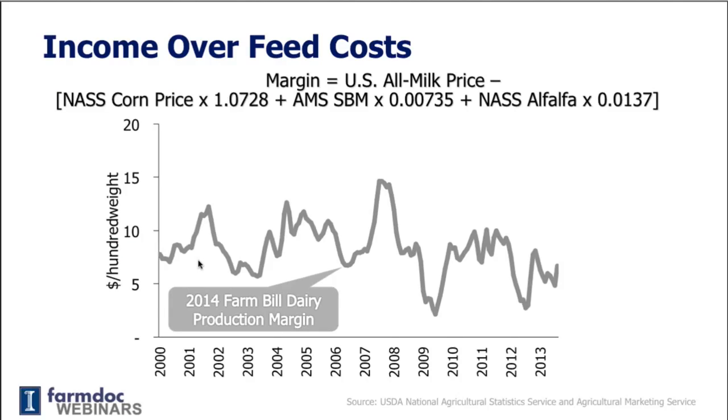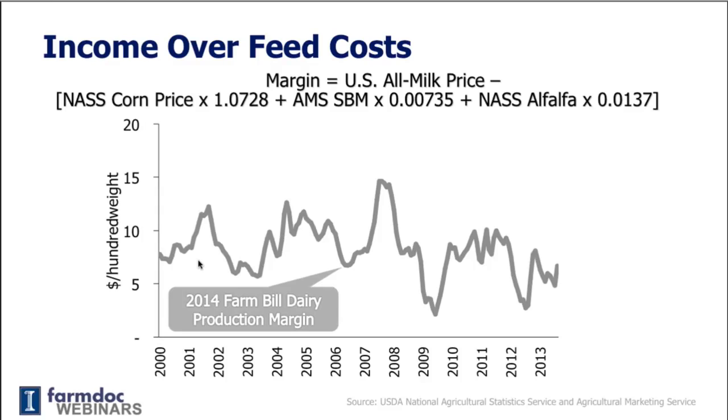So what is the income over feed cost margin? Well, this is a national margin. So we have a U.S. all milk price, which is announced by NASS. We have the NASS corn price, the AMS Central Illinois soybean meal price, and then the NASS alfalfa hay prices. These are national feed prices. And then we use a national feed ration to determine what the income over feed cost margin would be.